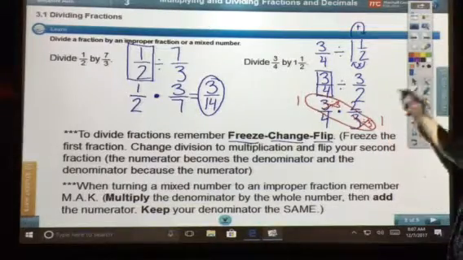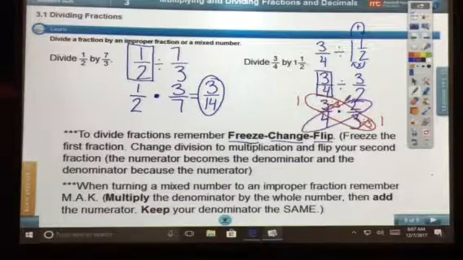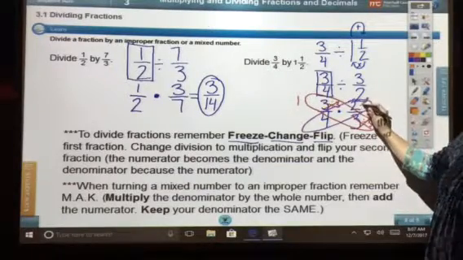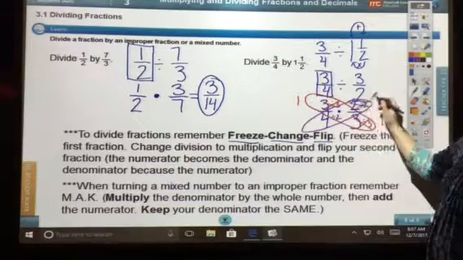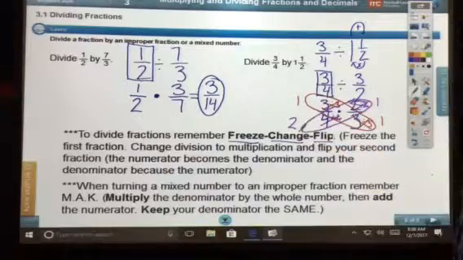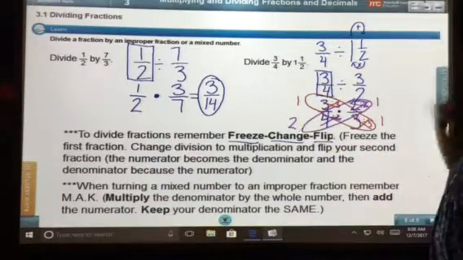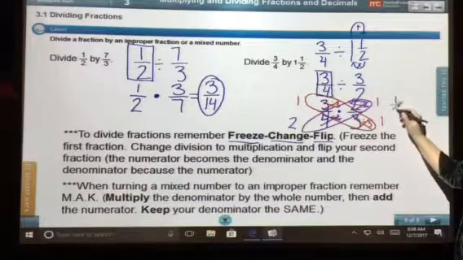And then I look at my other diagonal, and I notice I have a 2 and a 4. And I know that 2 and 4 can both be divided by 2. 2 divided by 2 is 1, and 4 divided by 2 is 2. And then I'm going to rewrite my new fractions. And then I'm going to go ahead and do the multiplication.